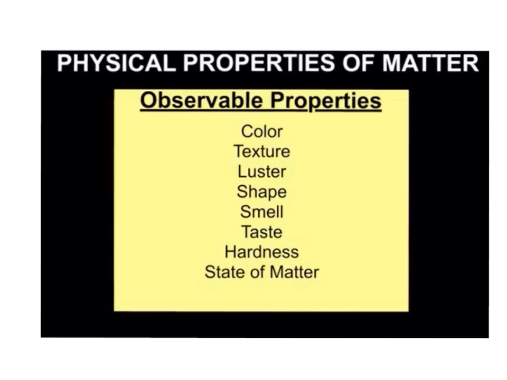There's a couple more I should mention that I didn't put on here. We could say, I'm just going to write boiling point, melting point, malleability, so can you bend it? Or ductile, can you stretch it into a wire? So for the most part, these are the main observable properties that I would like you to be thinking about.